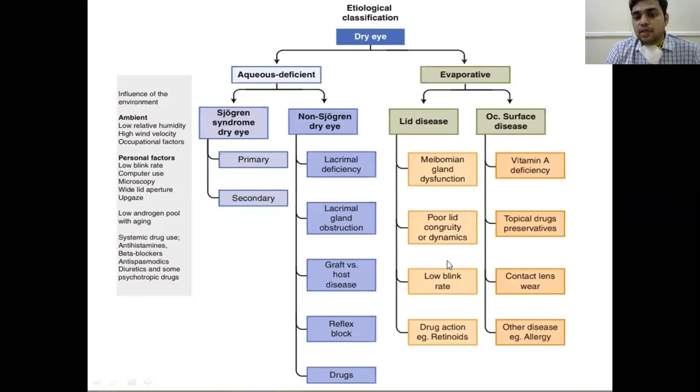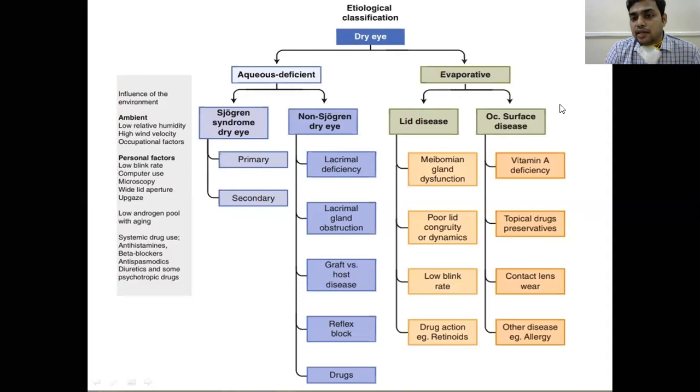And because of poor lid congruity and dynamics, in case of lid diseases like ectropion, or in case of old people where there is lid laxity, that leads to increased evaporation of the tears, and that leads to evaporative dry eye. And because of the decreased blink rate, or because of certain drugs like retinoids. So these are the causes of evaporative dry eye which come under lid diseases.